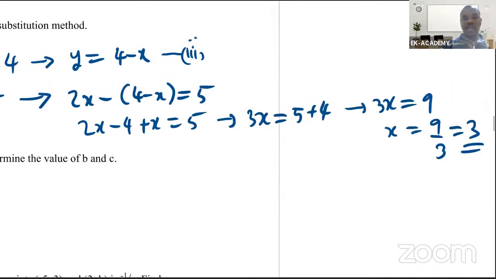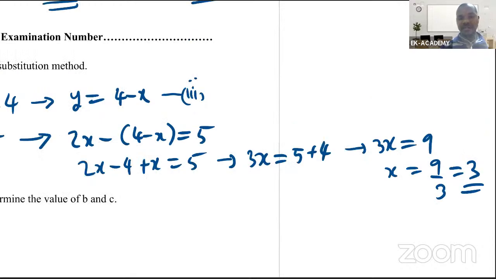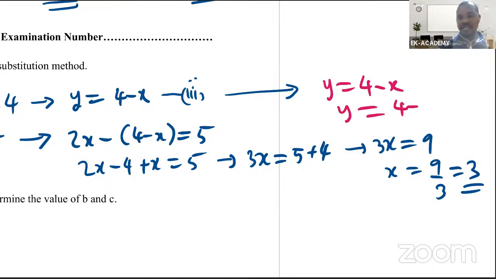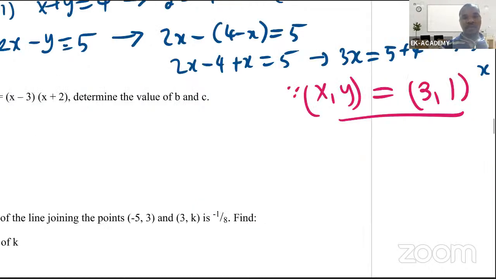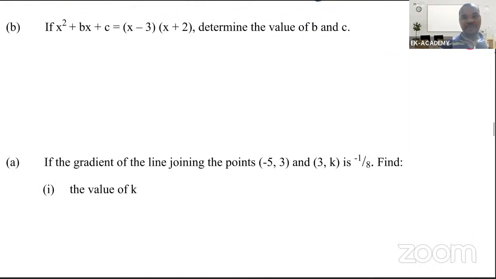What about y? Okay, from this equation here, remember we were told that y is 4 minus x, so it means y will be 4 minus 3 equals 1. Therefore, x comma y equals 3 comma 1. Thank you very much. We proceed with another question.